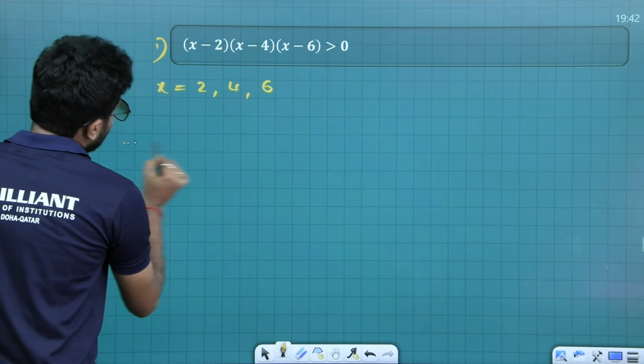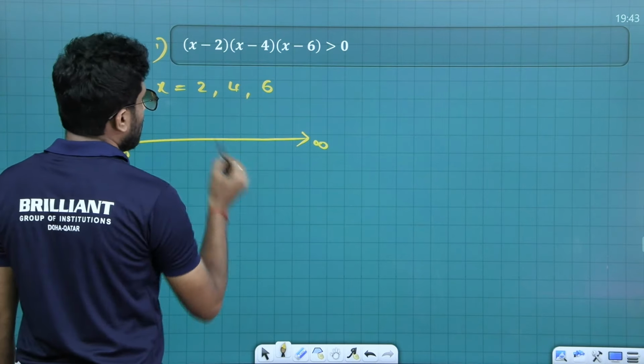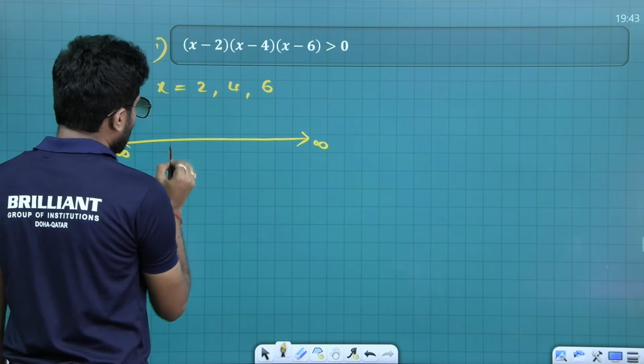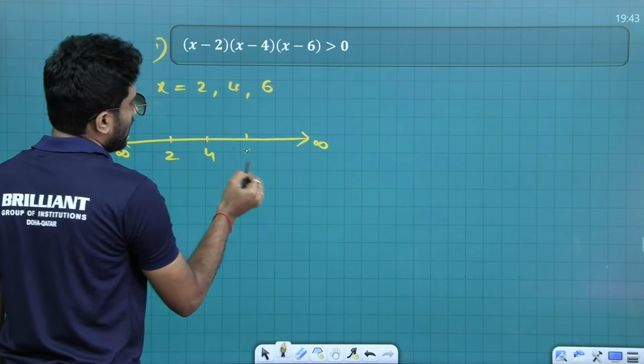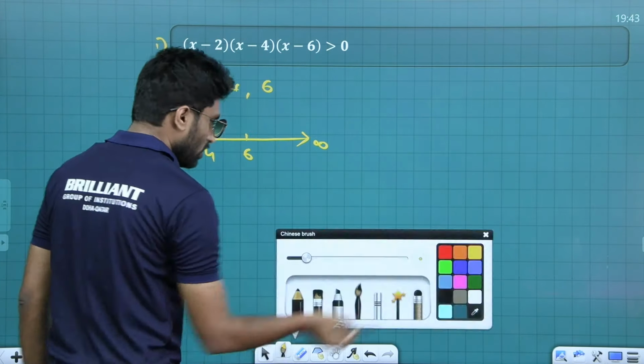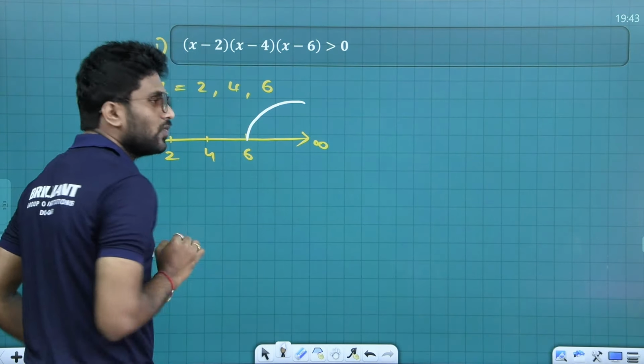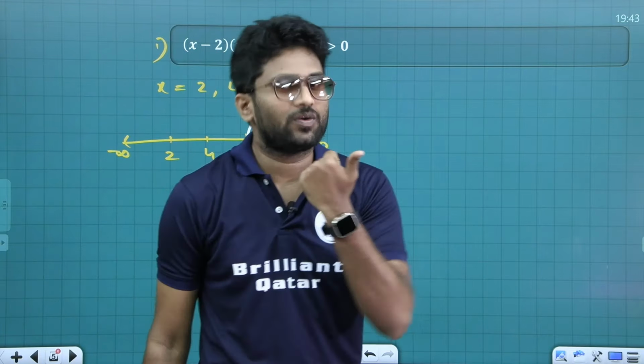Now draw a number line, minus infinity, plus infinity. Arrange these 3 critical points on the number line in ascending order. Luckily, they have already been arranged in ascending order. Now draw the wavy curve. How to start the wavy curve? From infinity to 6, to the first critical point, we generally come.